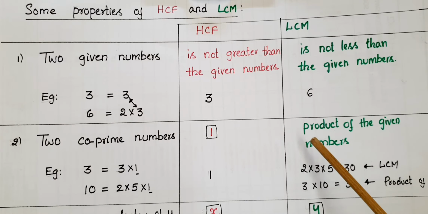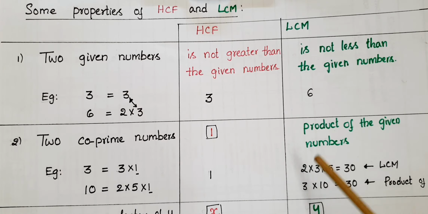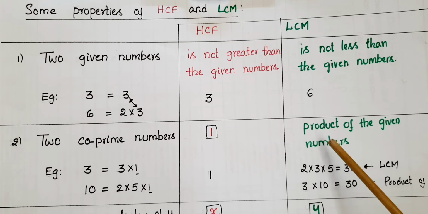And the LCM is the product of the given numbers. So for two co-prime numbers, the LCM is always the product of the given numbers. You can check like this. So here LCM is 2 into 3 into 5, because there is no common factor, so you can write all the numbers. 2 into 3 into 5 is equal to 30. This is the LCM of these two numbers, and if you multiply these two numbers, 3 into 10 is equal to 30. So 30 is the product of the numbers. So for two co-prime numbers, you can directly multiply those numbers and you will get the LCM.